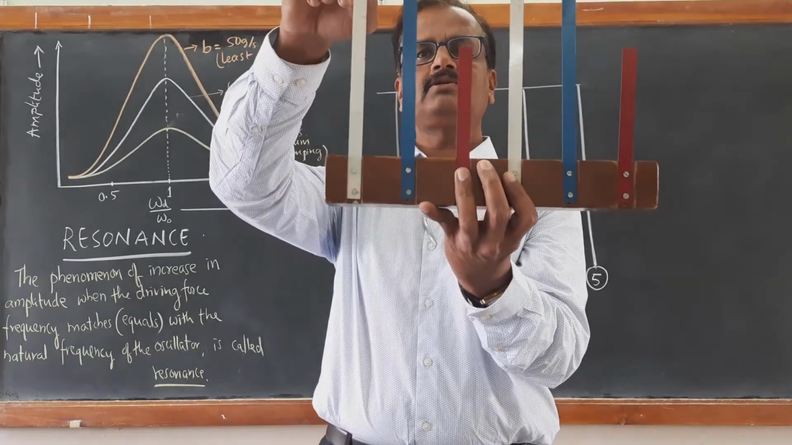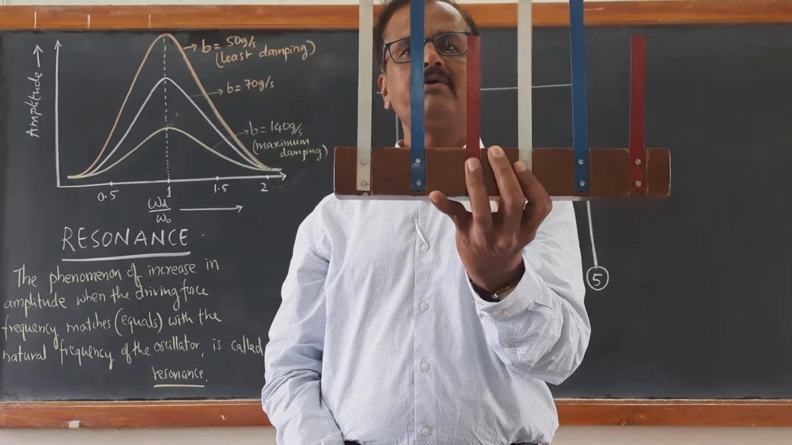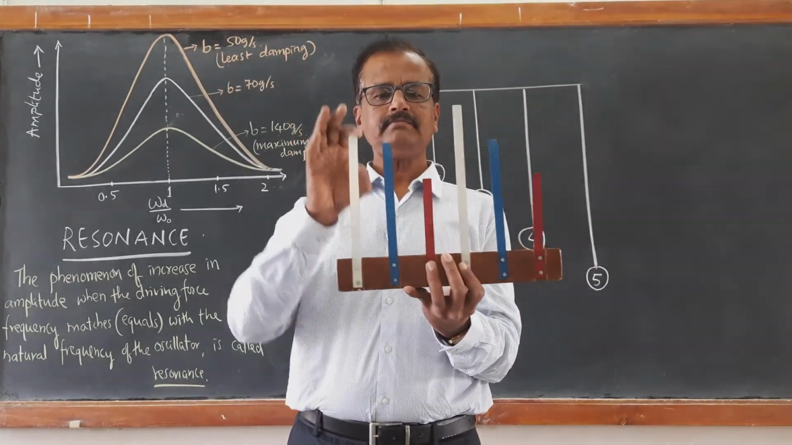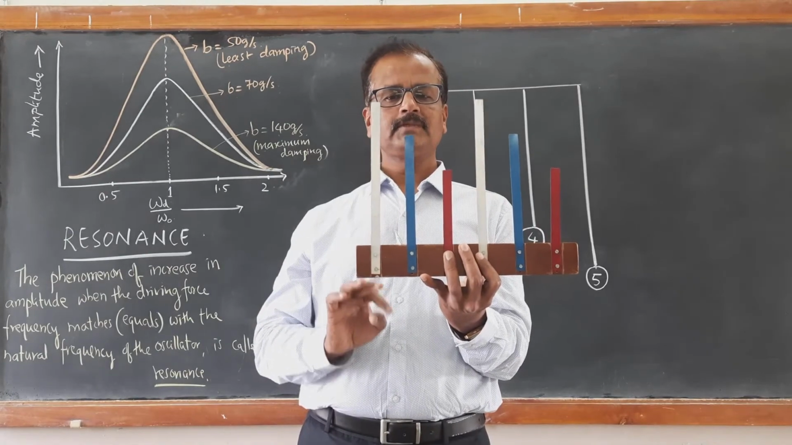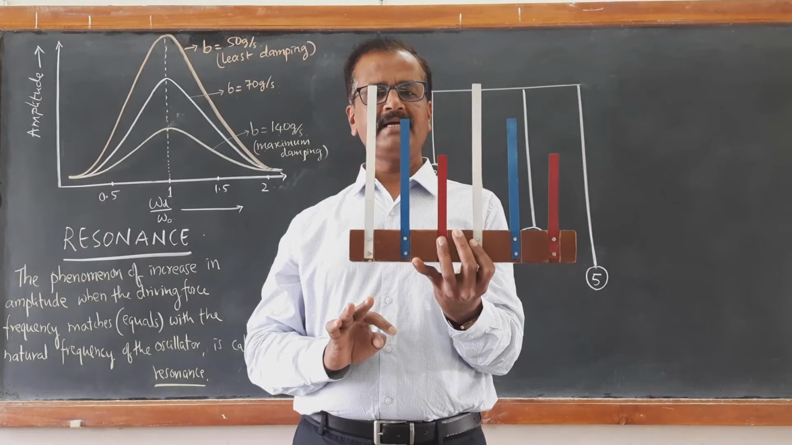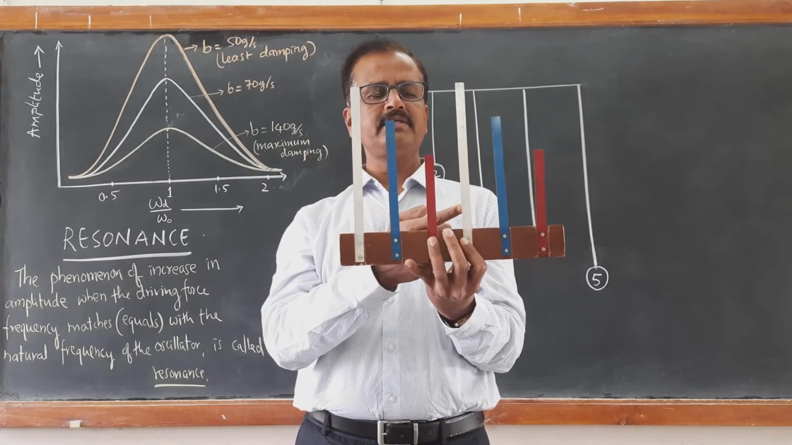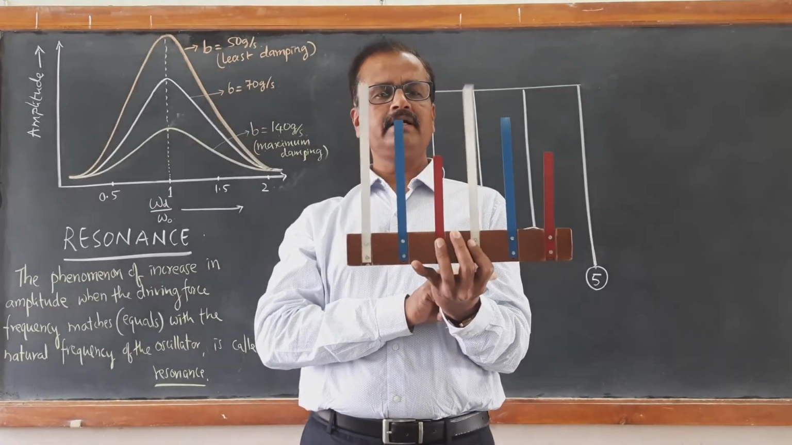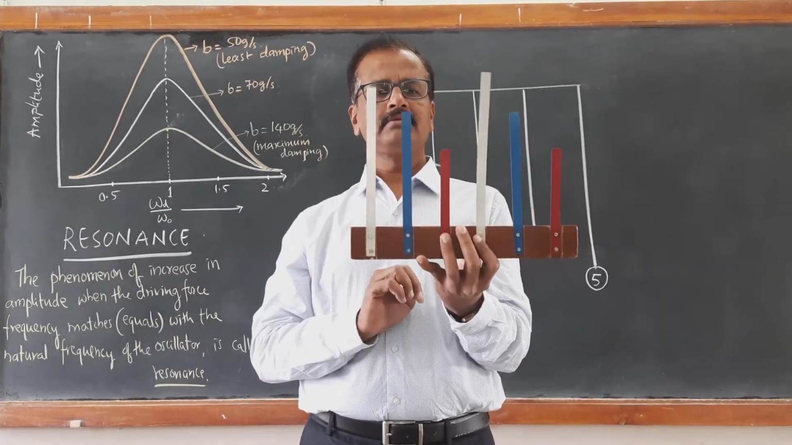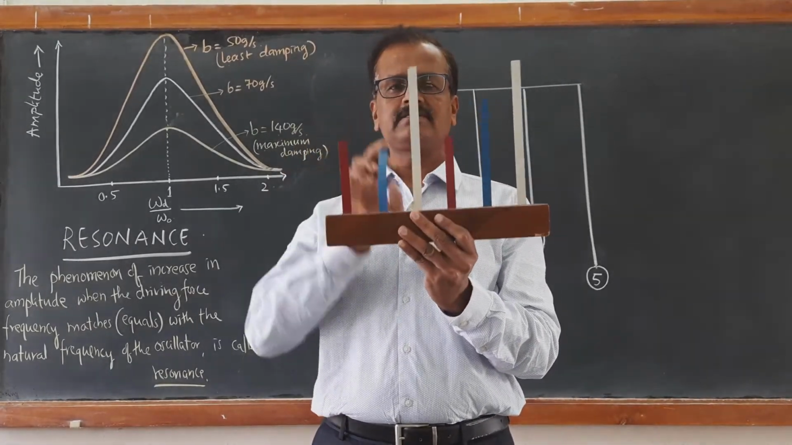Okay. Now let us see the tallest one, having the maximum height. Now you can see very clearly. Only those two whites are oscillating with maximum amplitude. So when the frequency of this oscillator matches with the natural frequency of this oscillator, then resonance occurs. Those two will have maximum amplitude. This phenomenon is called resonance.